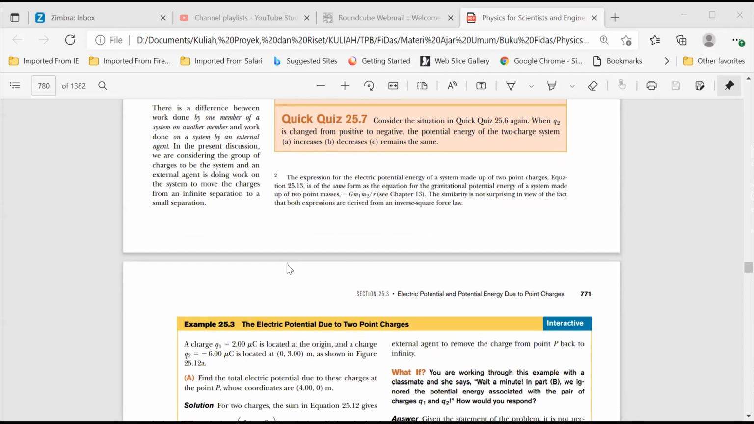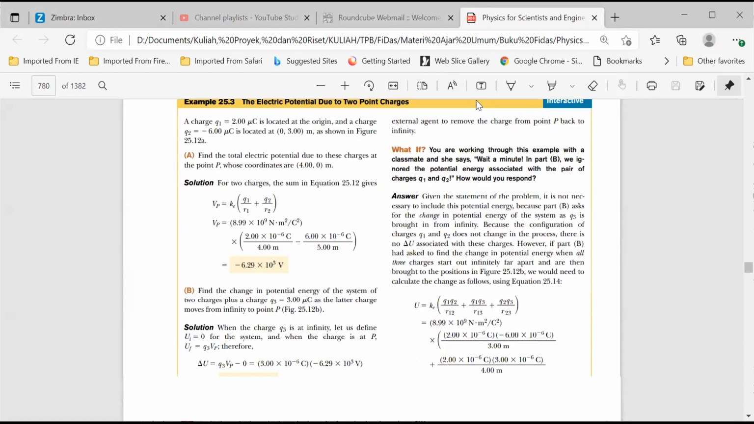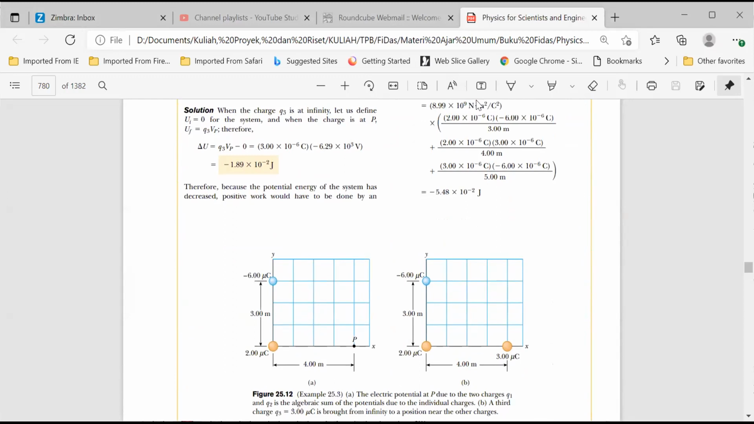Okay, this is the example: the electric potential due to two point charges. So we have Q1 equals 2 microcoulomb, located at the origin, and the charge Q2 is minus 6 microcoulomb, located at 0.3 meter, as shown in the figure. Okay, this one. This is A here.